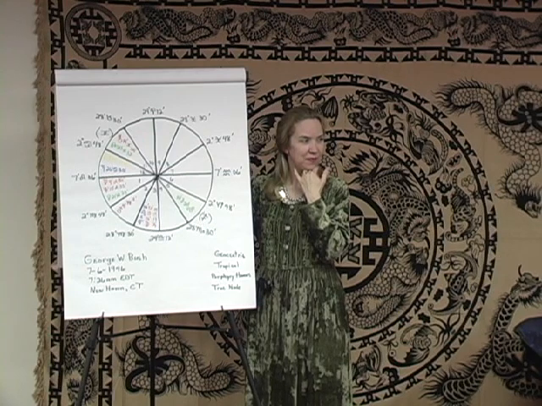I'm probably jumping ahead, but what happens if the North Node is conjunct Pluto?